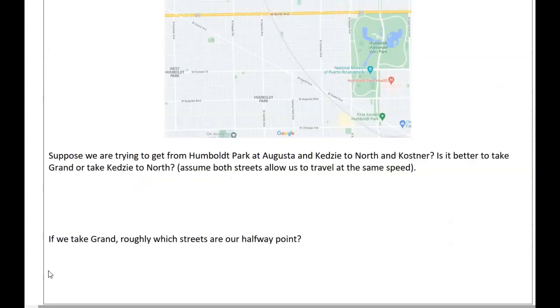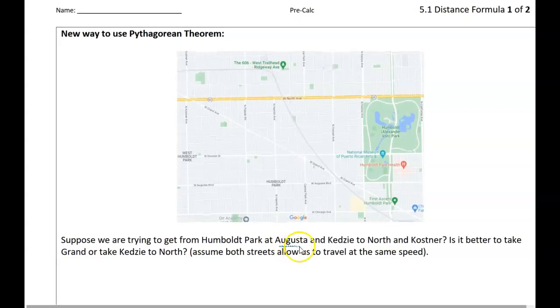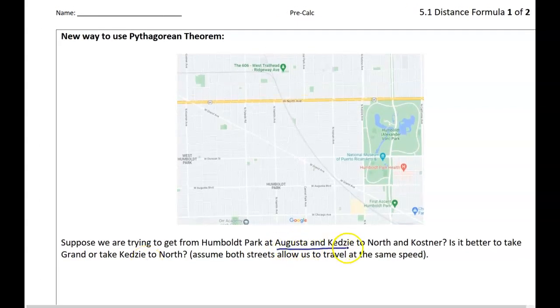Now, because Chicago is a nice grid system, like the coordinate plane, I thought it'd be interesting to tackle a real-life distance problem using our formulas here. So what we're going to do is go from Augusta and Kedzie to North and Costner. I chose this area because I've lived in this area the entire time I've lived in Chicago. I know that some of you probably live over here as well. Augusta and Kedzie is down here, for those of you who are not as familiar. North and Costner is over here.